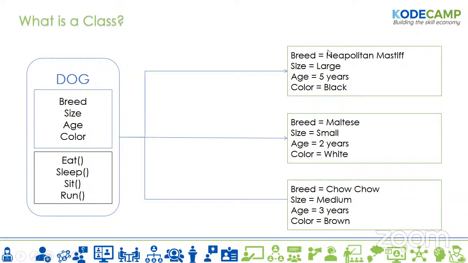And here, this is a Neapolitan Mastiff, and the size is large. The age is 5 years, and the color is black. So this is a specific object. So this is an instance now of this class. Another instance of this class will be the Maltese, and the size small, age 2 years, and the color white. So this could be a person's dog in particular, and this is then an instance of this class. Here now, this is also an instance of this class. And as you see how it is here, you realize that there can be so many instances of this class. So this class here is more of the template in which, for example, you are going to keep a record of all this. This class will be that template, okay? While this here will be the objects.